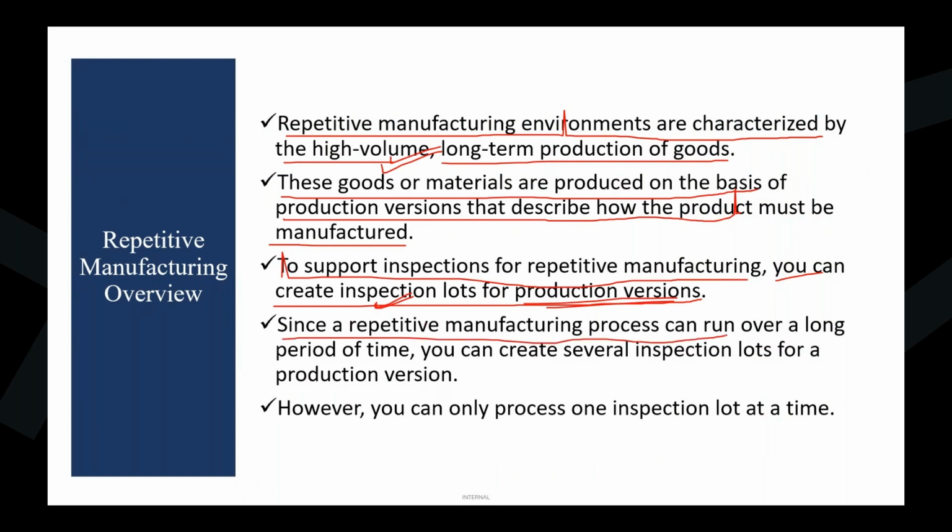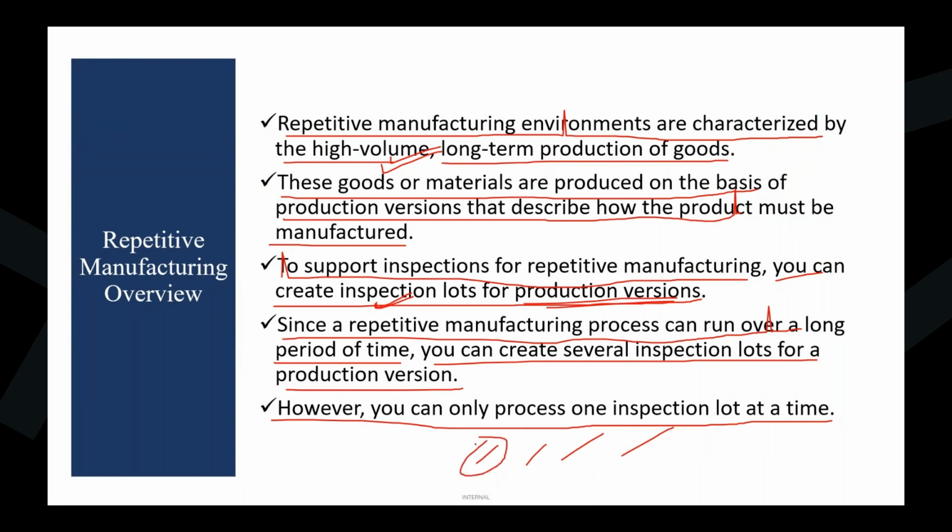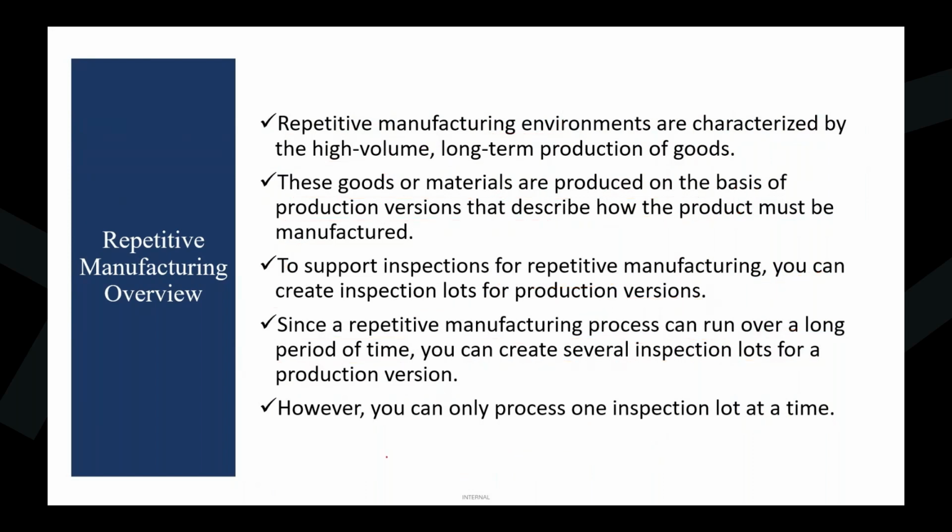Since a repetitive manufacturing process can run over a longer period of time, you can create several inspection lots for a production version. So for the same production version, you can create multiple inspection lots as the production runs for a longer period. I will show you how to create them. However, you can only process one inspection lot at a time. You can create multiple inspection lots, but you can process only one. Once you complete one lot, you can go to the processing of the next inspection lot. So that is repetitive manufacturing basically.